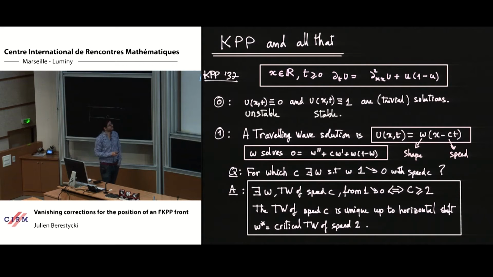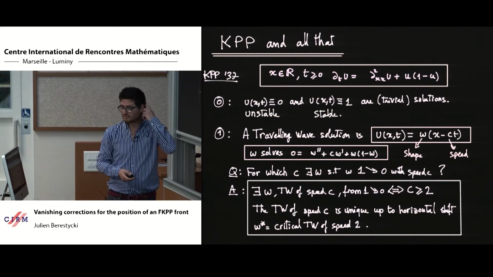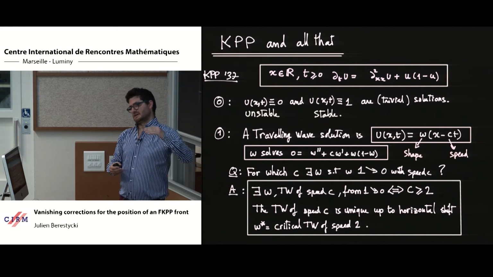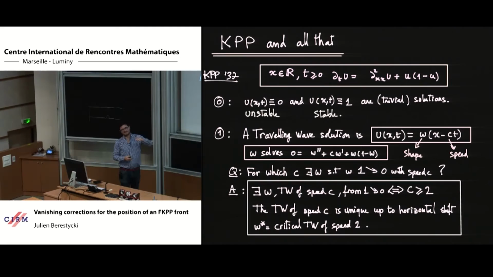And it is that you have indeed solutions. So I'm going to look at solutions that go from 1 to 0, because I want to see the situation in which the stable phase is invading the unstable phase. So I'm looking at a solution which goes from 1 to 0, 1 at minus infinity, 0 at plus infinity. And you're going to have such a traveling wave if and only if the velocity is bigger or equal to 2.